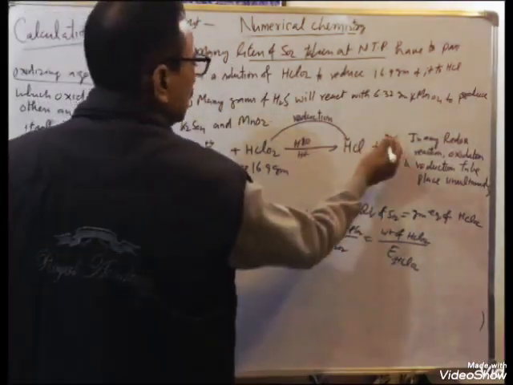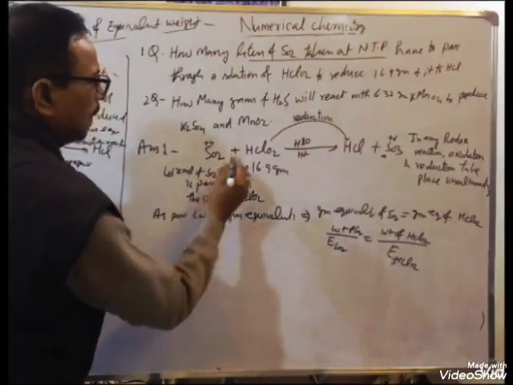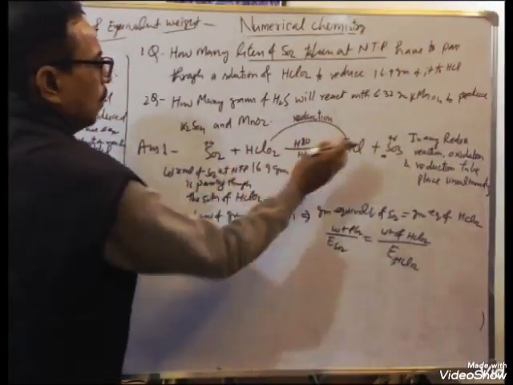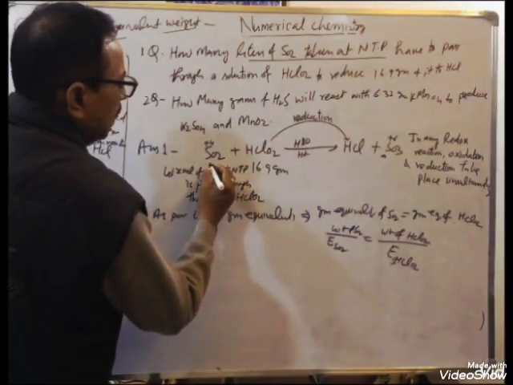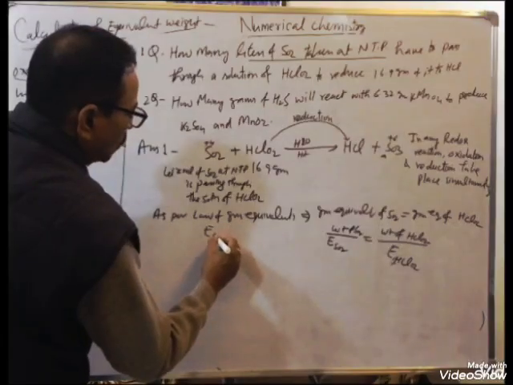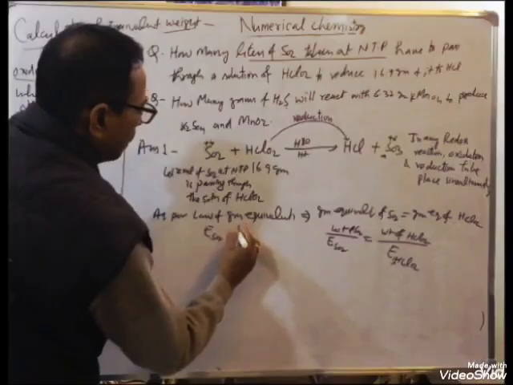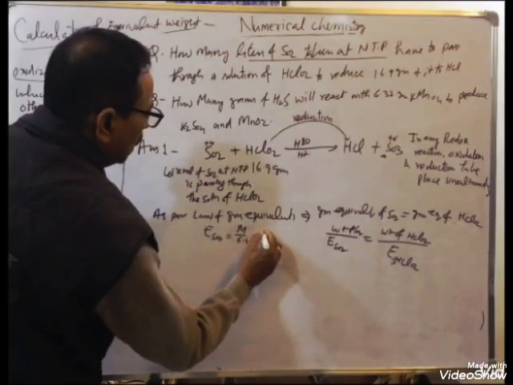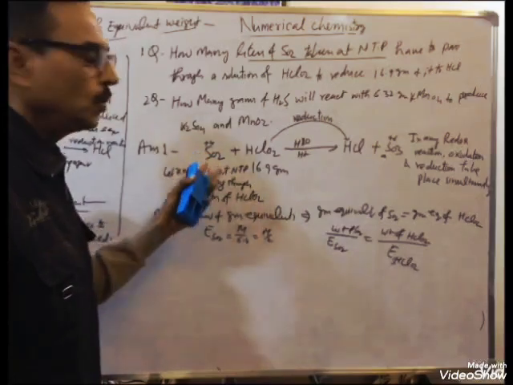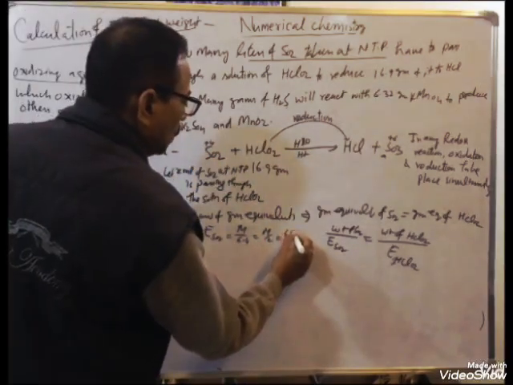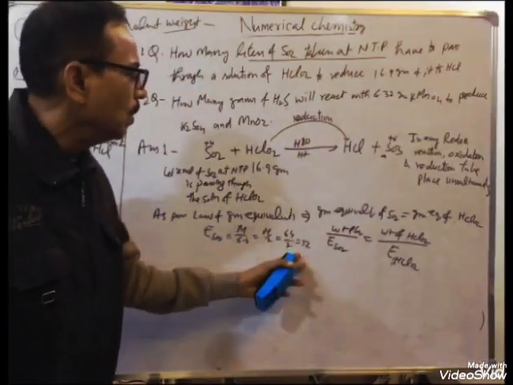So the change in oxidation number of sulfur is 6 to 4, and the difference of 6 and 4 is 2. So the equivalent weight of SO2 will be M by (6 minus 4), that is M by 2, where M is the molecular weight. For SO2, 32 plus 32 is 64, so 64 by 2 is 32. So the equivalent weight of SO2 is 32.